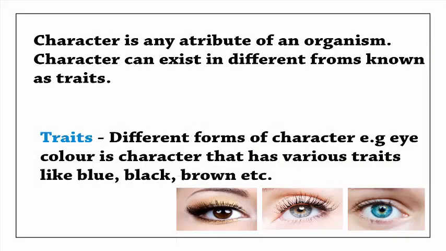A genetic character is any attribute of an organism that can exist in different forms, known as traits. So, what are traits? Traits are the different forms of the characters. These traits are also known as variants. For example, eye color is a character that has various traits like blue, black, and brown.